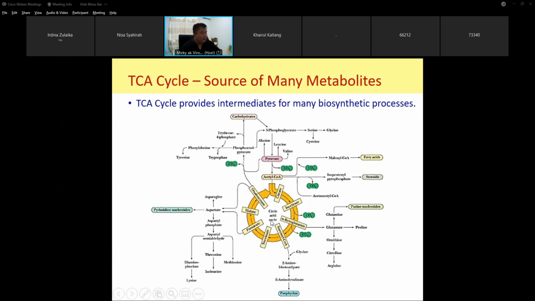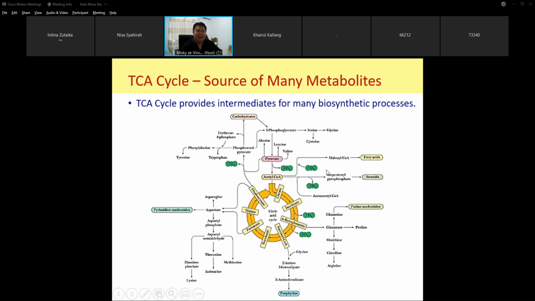So contohnya, from the acetyl-CoA, this can become acetoacetyl. From acetyl-CoA, this can even become steroid. Acetyl-CoA can even become fatty acid.